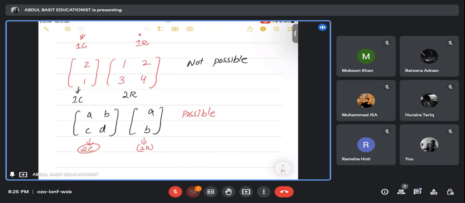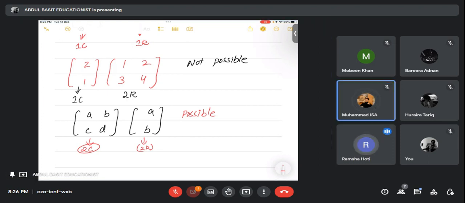Everybody, do you understand this rule, this condition? That if this is fulfilled, then you can multiply. If not, then you cannot. Is this clear? Yes, sir. Okay, Hurara, is this clear? Ramsha, Isa? Yes, sir. Okay.